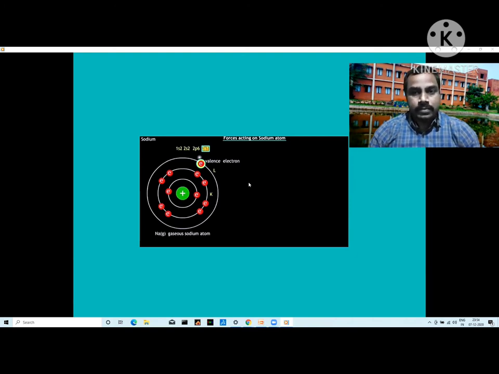In the nucleus, the entire positive charge is present, and electrons are distributed in various atomic orbitals. Here in the sodium atom, 11 protons are present in the nucleus. These have positive charge, so this positive charge acts as nuclear attraction force. The electrons in various atomic orbitals are attracted by the nucleus of the sodium atom.